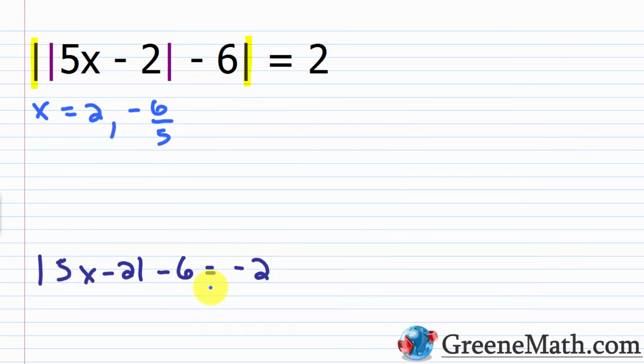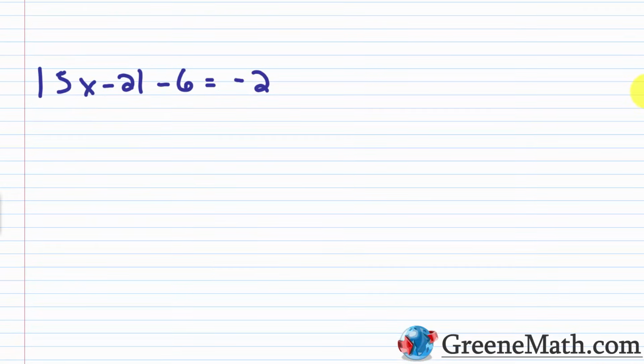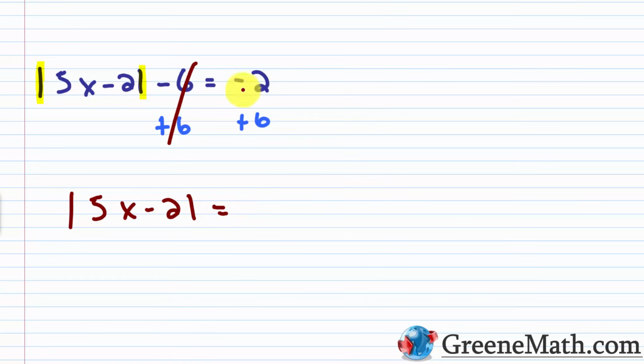Let's take a look at this second case. Again, we want to isolate the absolute value operation, and what we're going to do is just add 6 to both sides of the equation. So this is going to cancel. We would have that the absolute value of 5x minus 2 is equal to what? Negative 2 plus 6 is positive 4. So in the other example, we saw that in our second case, we had something with no solution. In this example, we don't have that, so we can keep going.